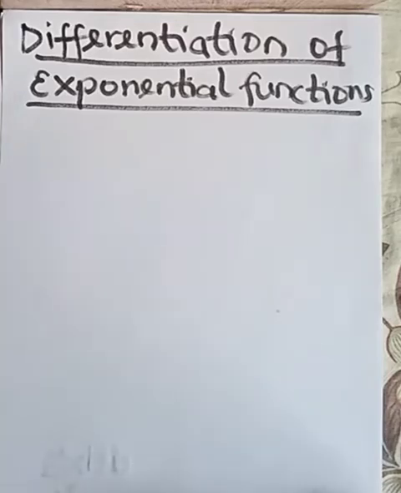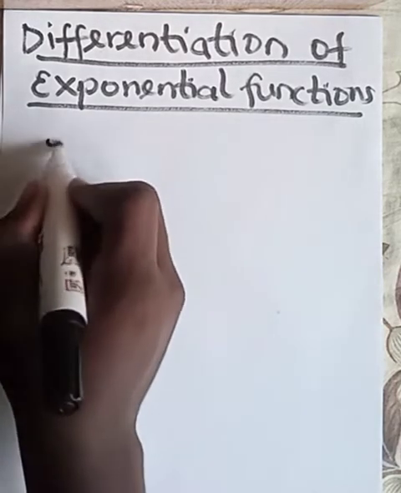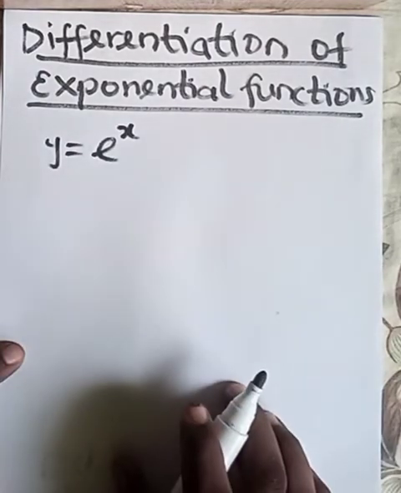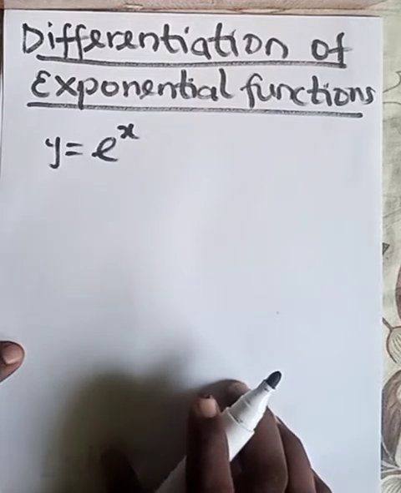This time around we're going to look at the differentiation of exponential functions. Firstly, we want to know what an exponential function is. An exponential function is a function of the form y equals e to the x. This is an exponential function. So if we are asked to differentiate this, how are we going to go about it? Hang on, we're going to see this in this video.